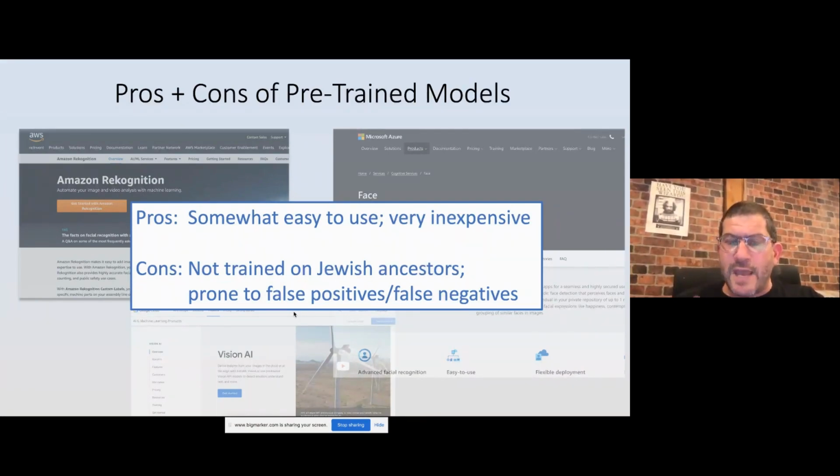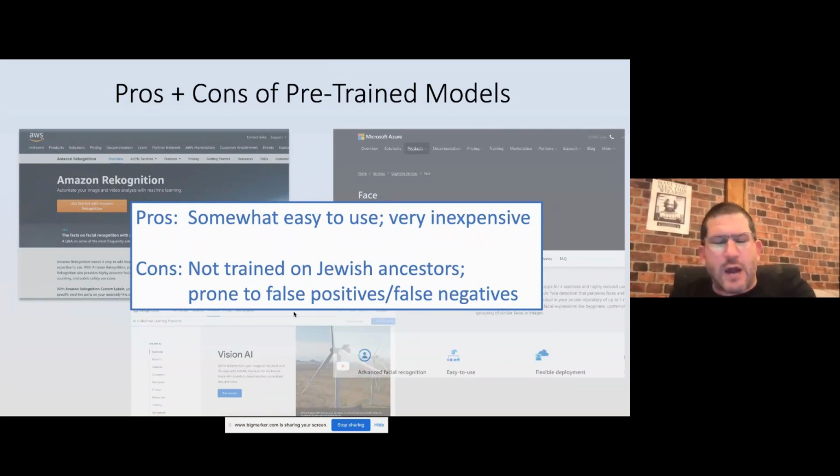Same thing with older men with large Orthodox beards. It tends to say those people are the same. So you do get some false positives and false negatives. It also does not recognize babies and small children very well. Those are very strong limitations.